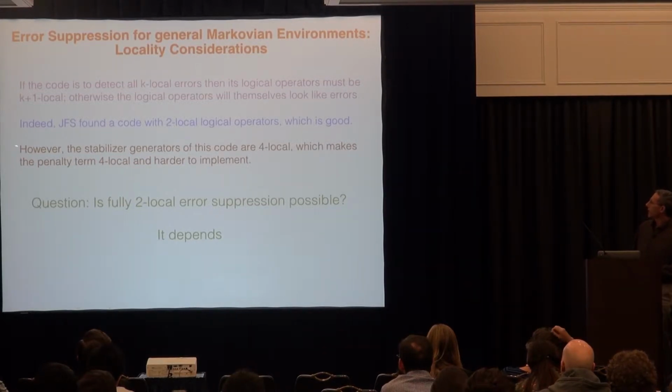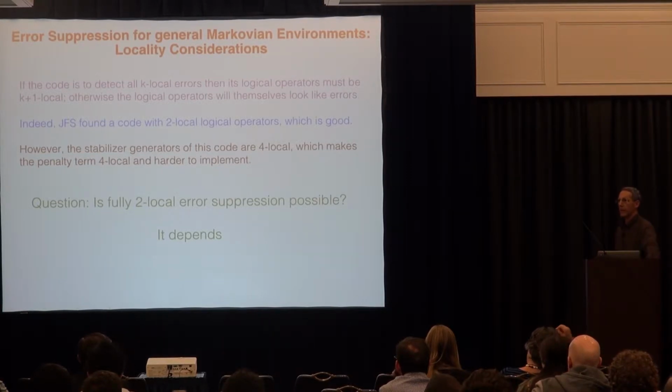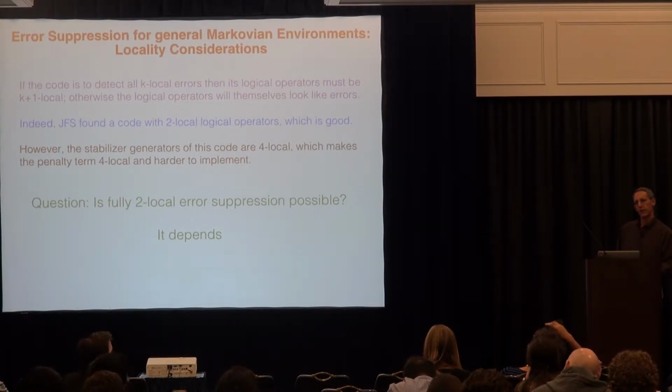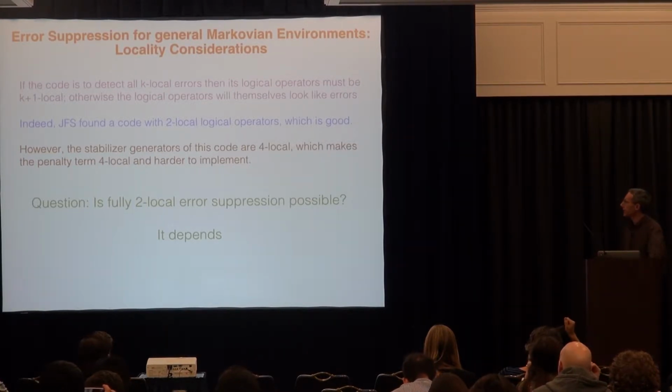But the stabilizer generators, in the case of the code that they found, are 4 local. And these are terms in the Hamiltonian, right? The penalty Hamiltonian is constructed as a sum over stabilizer generators. And so now we have a penalty Hamiltonian that is 4 local. And that's less pleasant, certainly hard to implement experimentally.